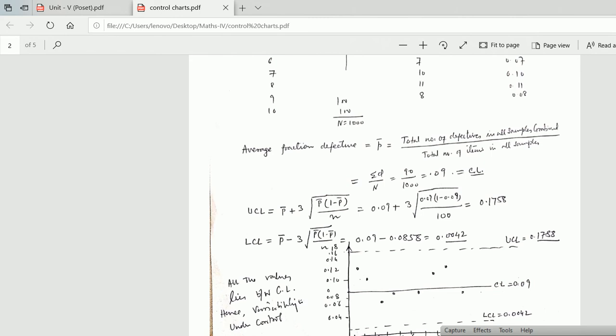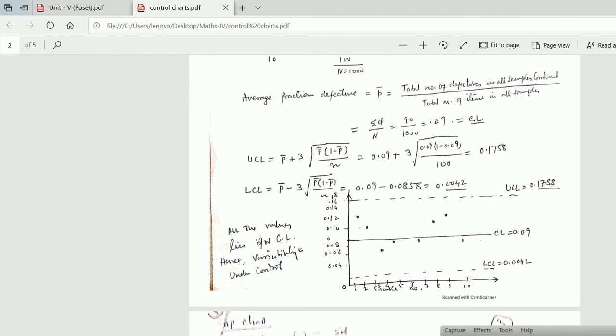Now the lower control limit: p bar minus 3 under root p bar into 1 minus p bar upon n. p bar has the value 0.09, minus, after calculating the same thing which you have got here, you get this much. So this is the value, that is 0.0042.